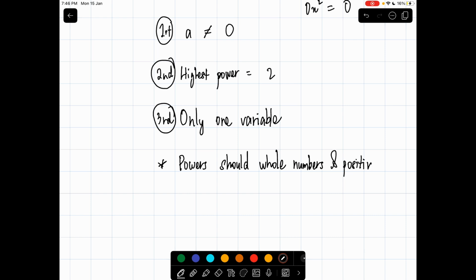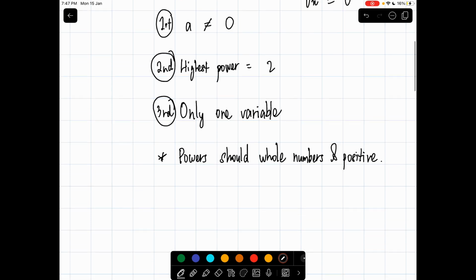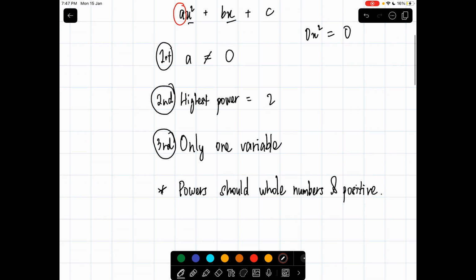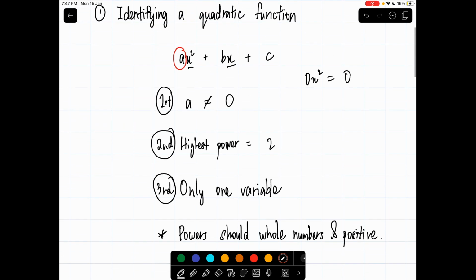By that I mean you can't have negative numbers as the power, and also the number has to be a whole number, like 1, 2, 3, 4. You can have 0, but it will become 1, so we don't actually include 0 in this rule. But you can have 1, 2, 3, 4, 5, 6, and 7. But remember, since the second rule is the highest power is 2, you technically can only have 1 and 2. That's it. This is how you can identify a quadratic function. These are the 3 rules plus 1 rule to make it easier.